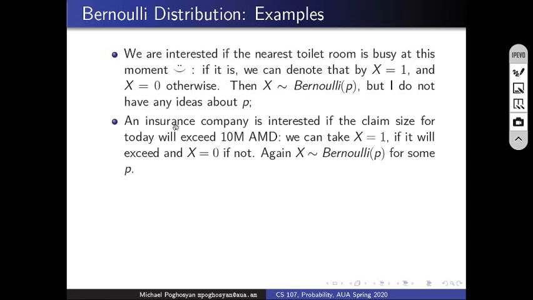An insurance company is interested if the claim size for today will exceed 10 million Armenian drams. So x is 1 if it will exceed and 0 otherwise. And x will be a Bernoulli random variable where p is the probability of the claim size exceeding 10 million.